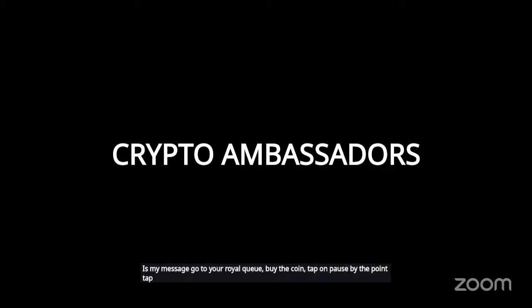That is my message. Go to your Royal Cube, buy the coin, tap on pause. Go long term on the coin. They have ability to give a return on investment of over 180%. All right?